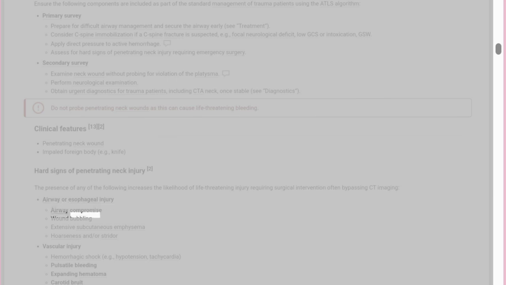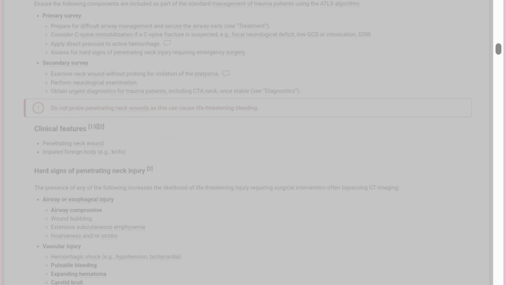Airway compromise, wound bubbling, extensive subcutaneous emphysema, hoarseness and/or stridor. Vascular injury: hemorrhagic shock, for example hypotension and tachycardia, pulsatile bleeding, expanding hematoma, carotid bruit, unilateral pulse deficit, and signs of stroke.